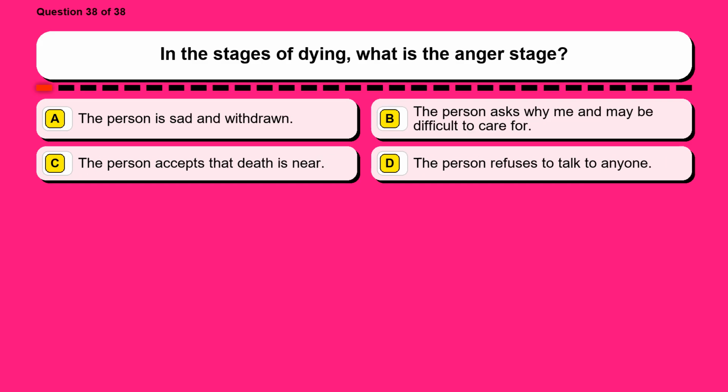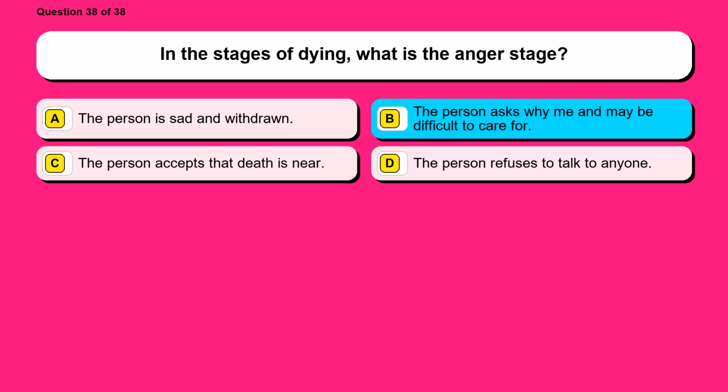Question 38. In the stages of dying, what is the anger stage? Option A. The person is sad and withdrawn. Option B. The person asks why me and may be difficult to care for. Option C. The person accepts that death is near. Option D. The person refuses to talk to anyone.